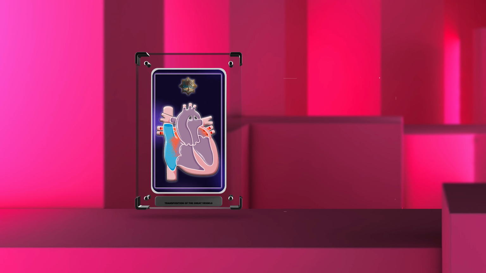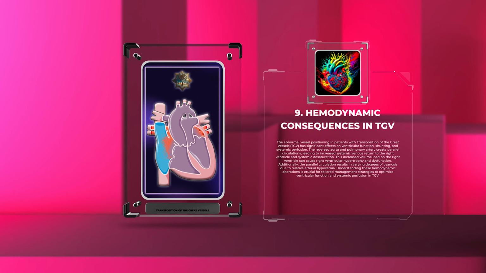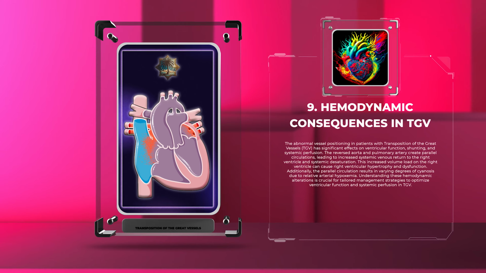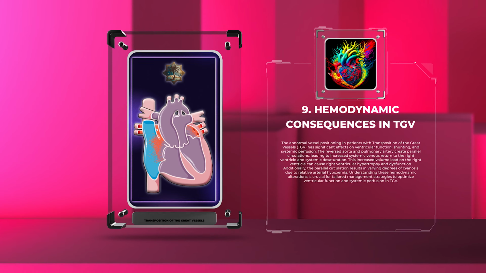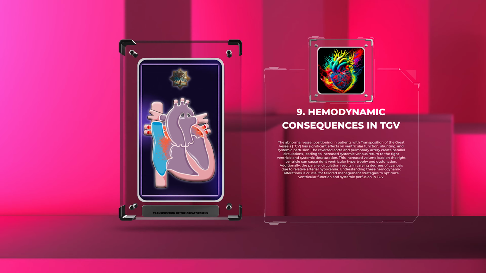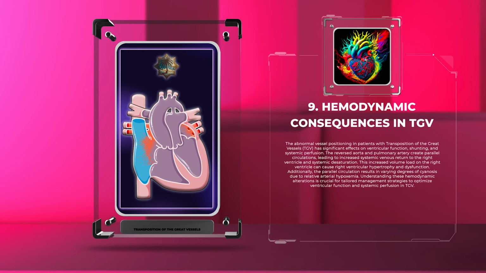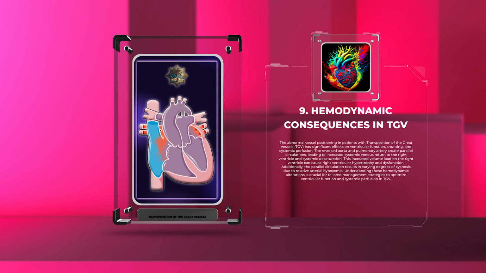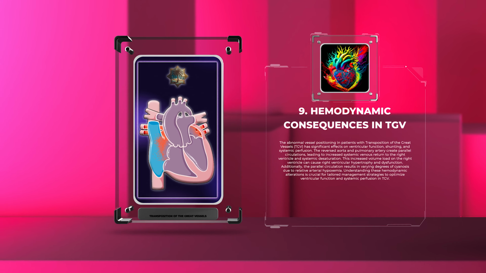The abnormal vessel positioning in patients with transposition of the great vessels, TGV, has significant effects on ventricular function, shunting, and systemic perfusion. The reversed aorta and pulmonary artery create parallel circulations, leading to increased systemic venous return to the right ventricle and systemic desaturation. This increased volume load on the right ventricle can cause right ventricular hypertrophy and dysfunction. Additionally, the parallel circulation results in varying degrees of cyanosis due to relative arterial hypoxemia. Understanding these hemodynamic alterations is crucial for tailored management strategies to optimize ventricular function and systemic perfusion in TGV.